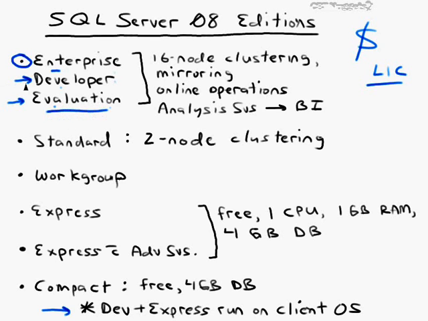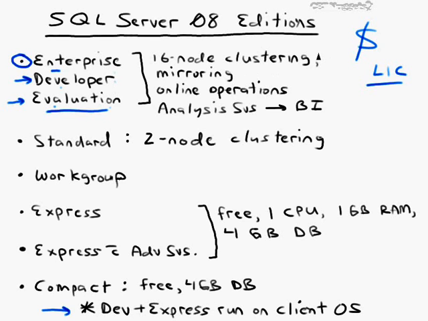Now, what's the deal with Developer Edition? Developer Edition is really cheap. You can buy it for under $100. The deal with it is it's a fully functional version of SQL 08. It doesn't time out, it doesn't expire, but legally you're not allowed to use Developer Edition for a production server environment. If you try to do that and Microsoft catches you, you're going to be in a world of hurt.